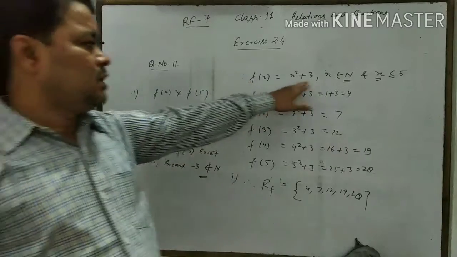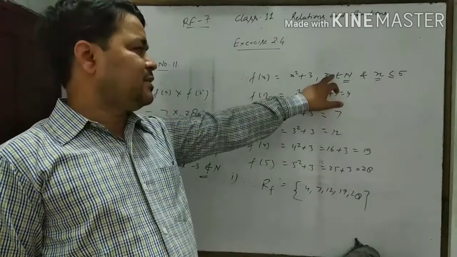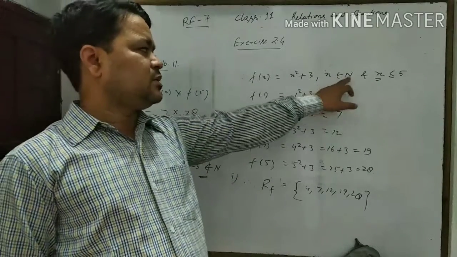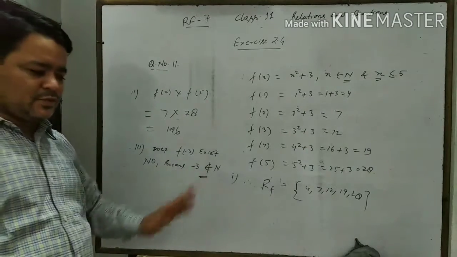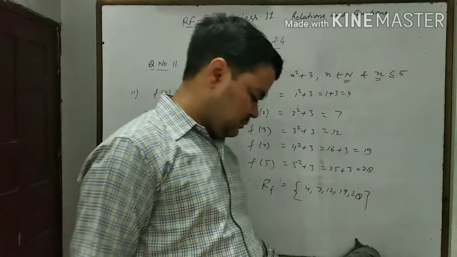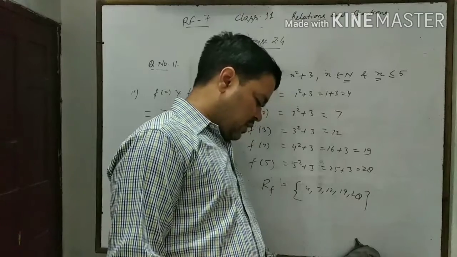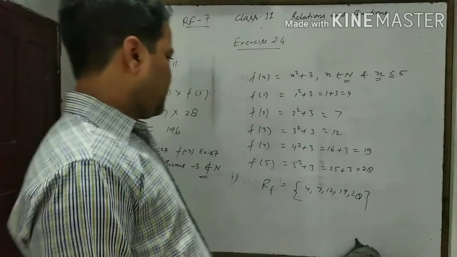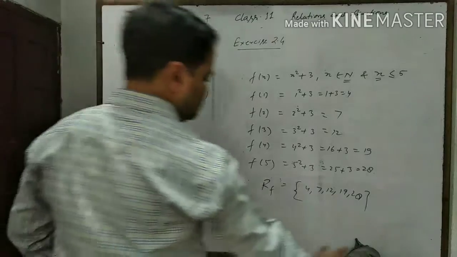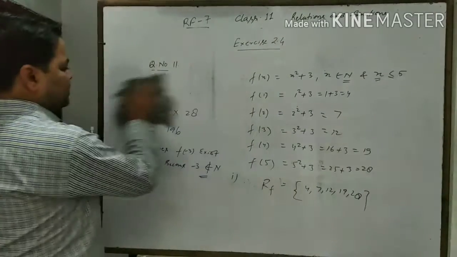According to the question, the element of domain, that is x, should be a natural number. But here, minus 3 is not a natural number, therefore it does not exist. Now the question is, find x when f of x is equal to 7. Let us see.